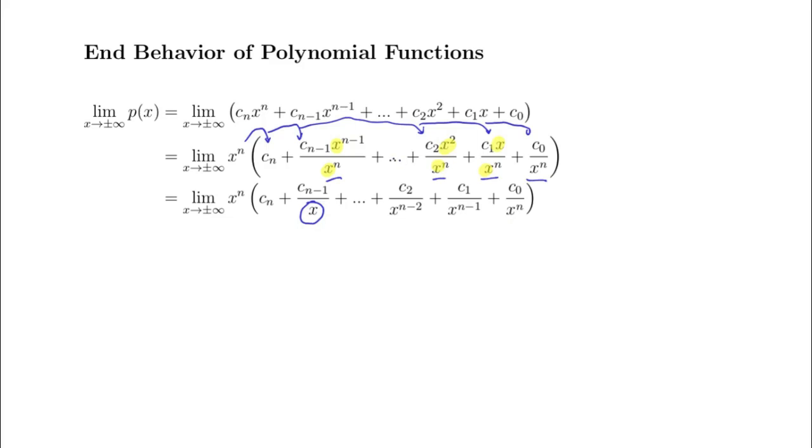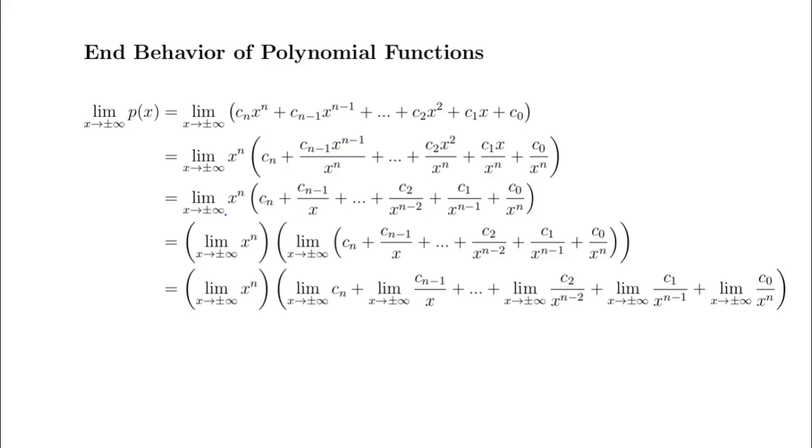Okay, now what we're going to do is use those limit properties that we had earlier. Instead of at the very beginning breaking this up into a sum, we're going to break this up into a product now. So we're going to look at the limit of x to the n, and we're going to look at the limit of the rest. And then we can break up that into a sum.